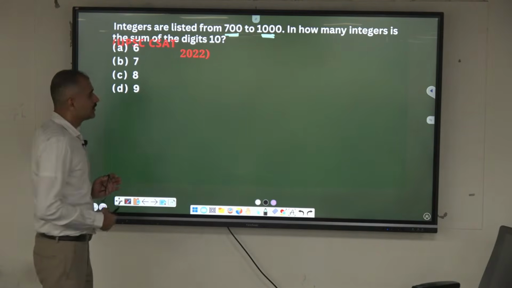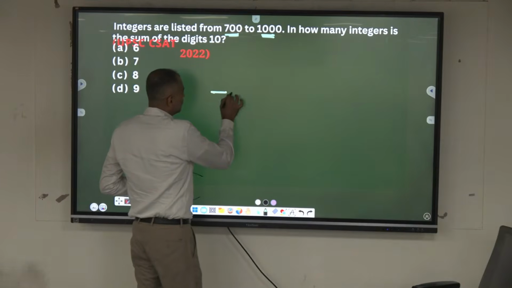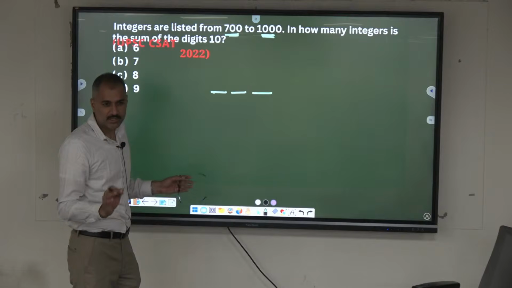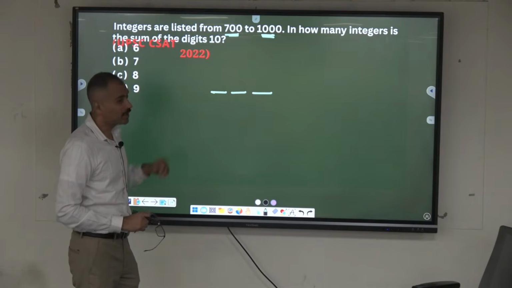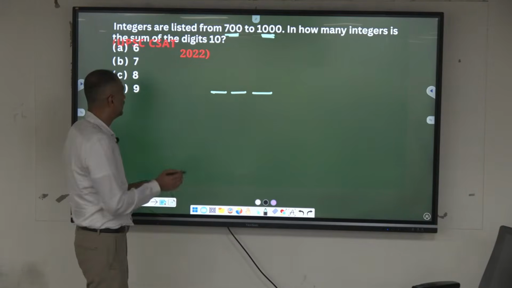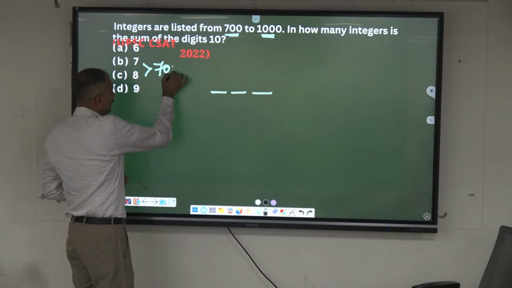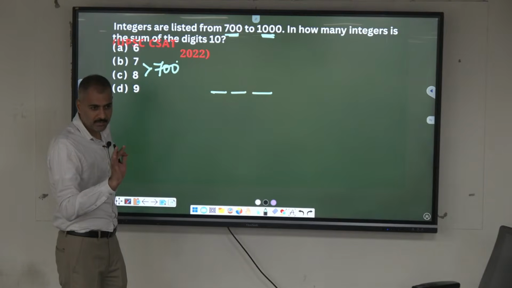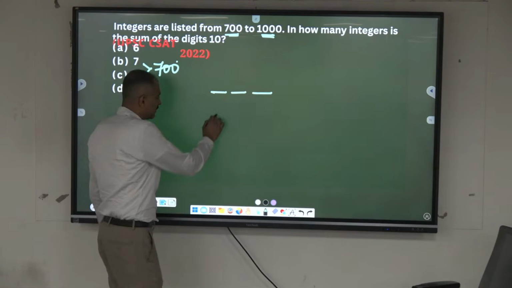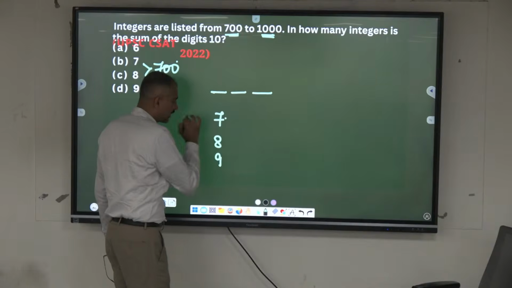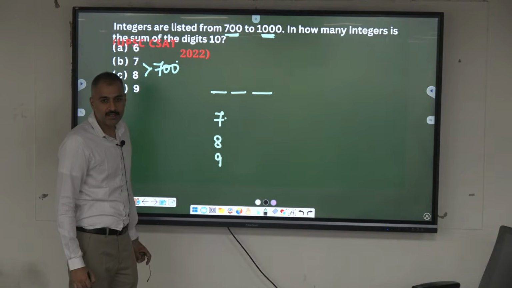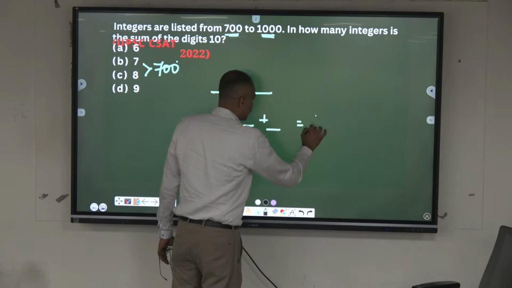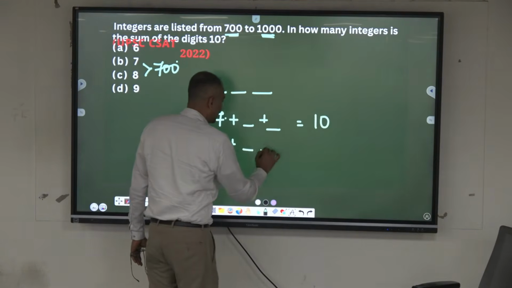Okay. Now, these are all 3-digit numbers, right? 1000 we leave out, as we don't get 10. These are all 3-digit numbers greater than 700. The sum of the digits has to be 10. Minimum 7, 8, 9 must be at the start. Isn't it? Sum of the digits has to be 10. Tell me what all can come.